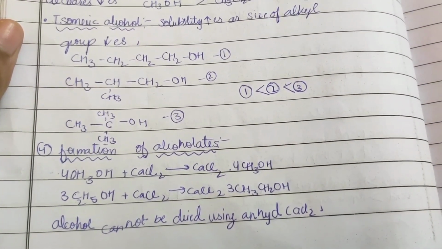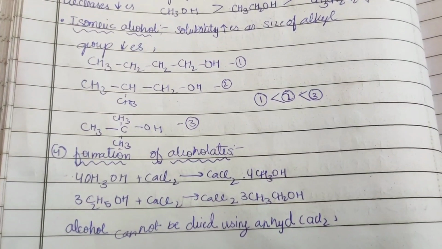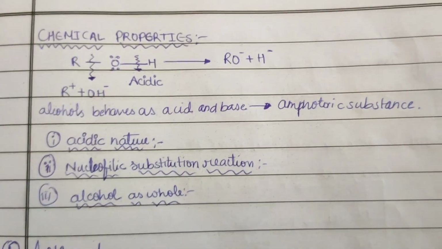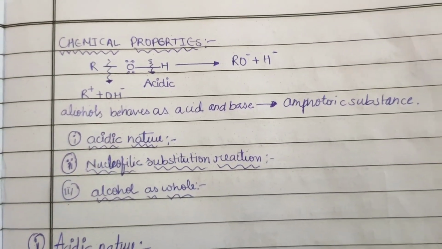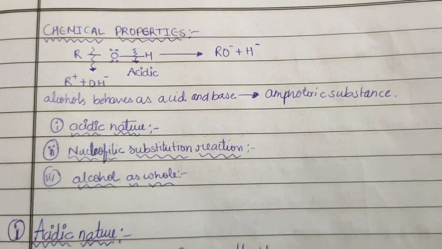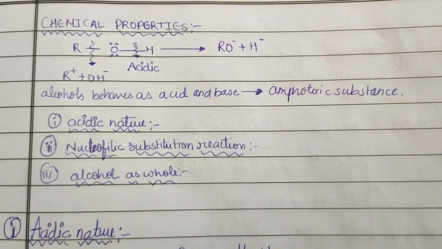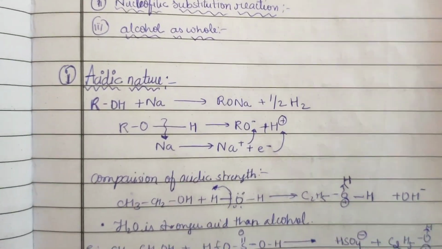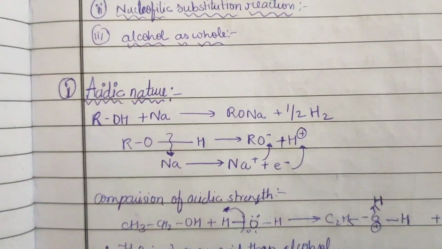Now let us see the chemical properties of alcohols. Here are the chemical properties. Alcohol behaves as an acid and a base, so it is known as an amphoteric substance. First, acidic nature, nucleophilic substitution reaction, then reactions of the whole molecule. First is acidic nature. Here you can see ROH plus Na gives rise to RONa plus half H2.